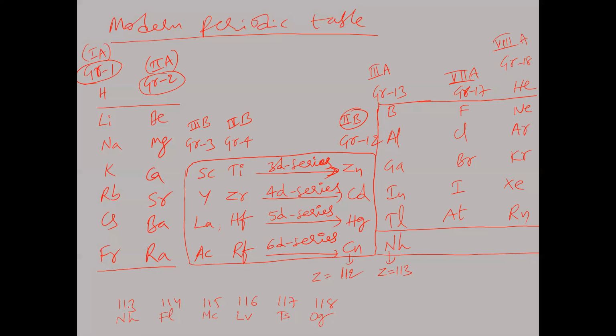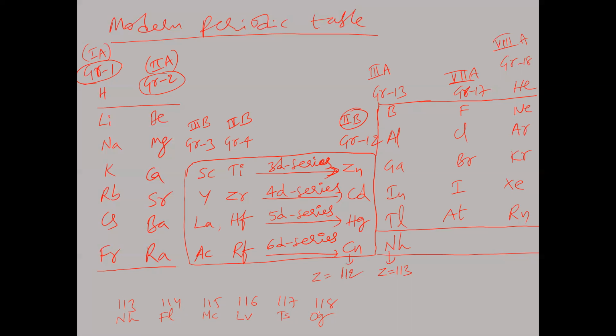So the 113th element is what now? Nihonium. 114 atomic number flerovium, 115 moscovium, 116 livermorium, 117 tennessine, and 118 oganesson.